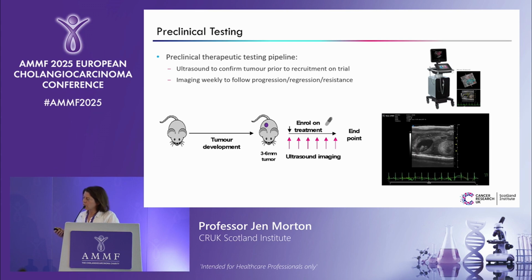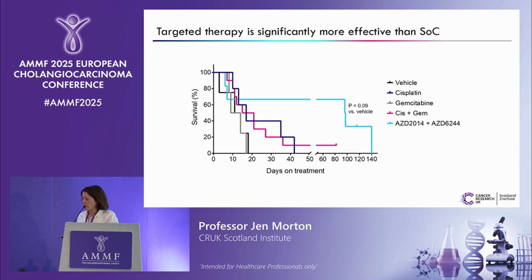This is our preclinical testing pipeline. What we do is we ultrasound the mice to confirm they have a tumour prior to enrolment on trial, and then we image them weekly to follow tumour progression or regression. And you can see nicely here, this is a dilated bile duct with a tumour growing inside it. So these are the data from our SOX9 KRAS P10 model, treating from when we can detect a tumour by ultrasound.